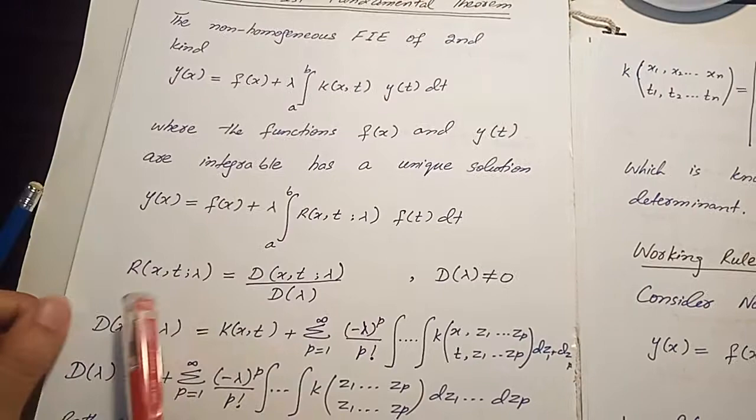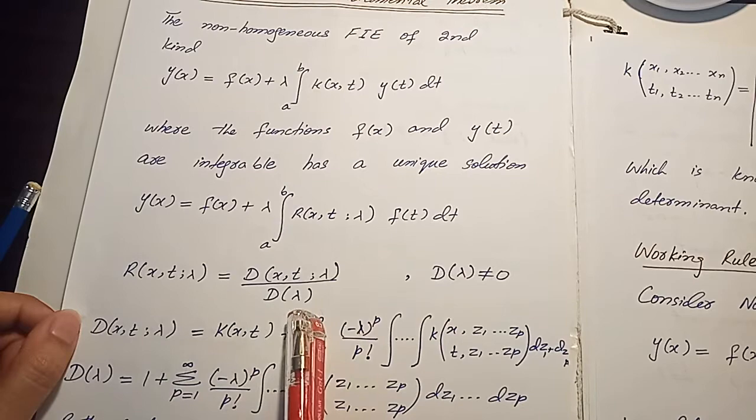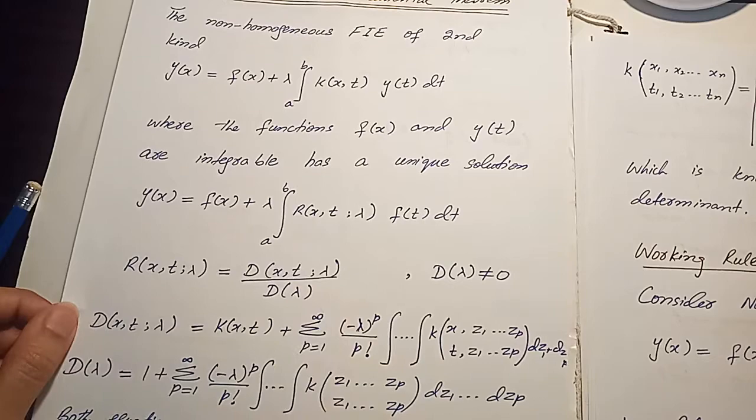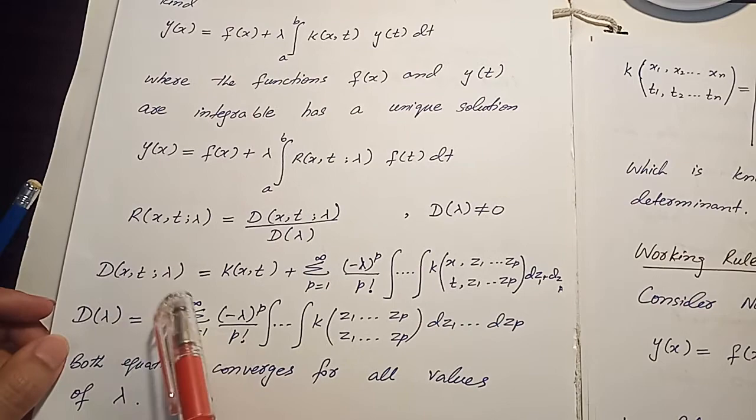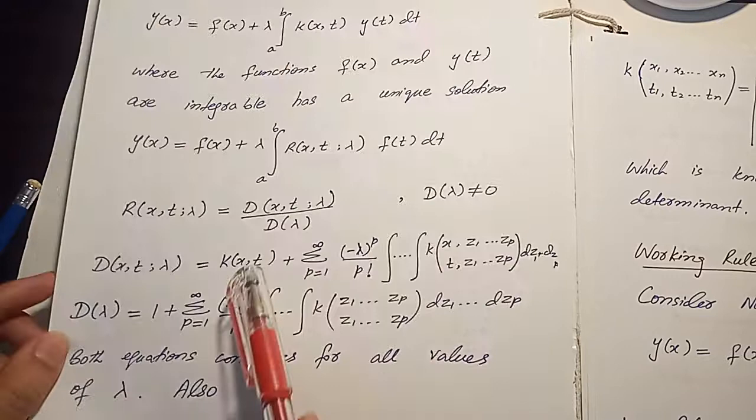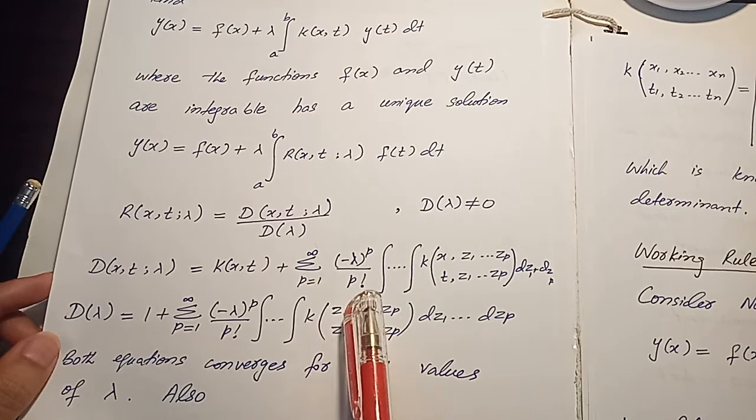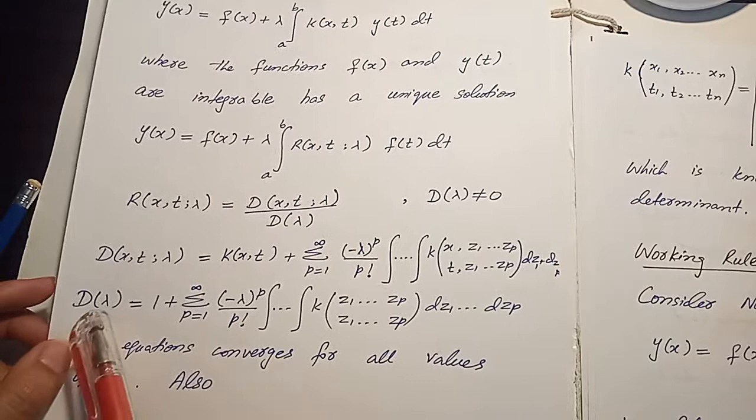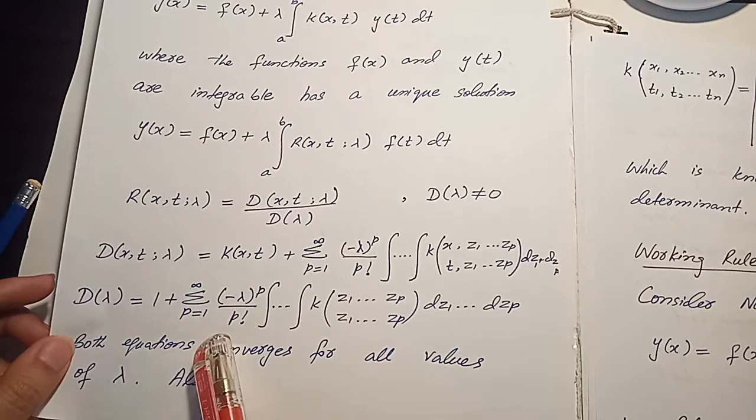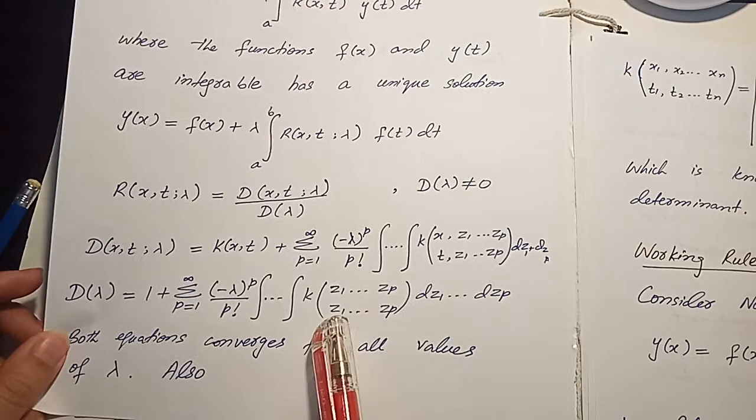And how can we find the resolvent kernel? The formula for the resolvent kernel is D of x, t, lambda divided by D of lambda, where D of lambda cannot be 0 because it's a denominator, and a denominator can never be 0. For this you need these two values and their formulas. D of x, t, lambda is K of x, t, your kernel from the question, plus summation p equals 1 to infinity of minus lambda raised to power p over p factorial, integrations of K of x, z1 until zp, t, z1 until zp, dz1 until dzp. And D of lambda is 1 plus summation p equals 1 to infinity of minus lambda raised to power p over p factorial, integrations of K of z1 until zp, z1 until zp, dz1 until dzp.